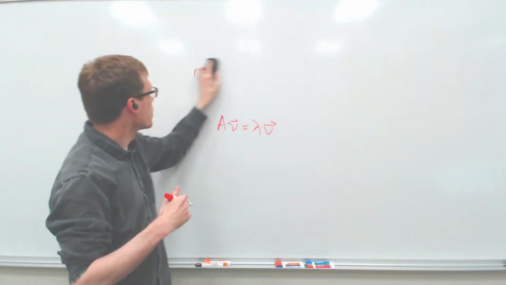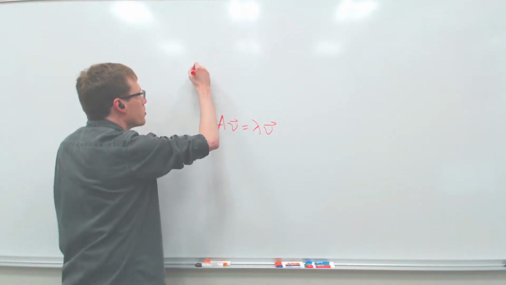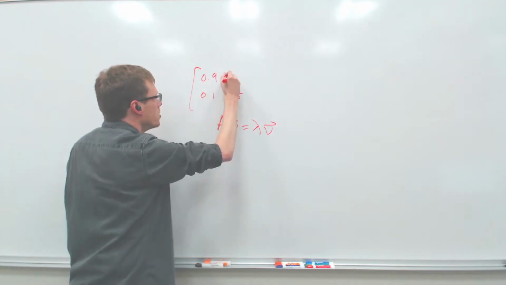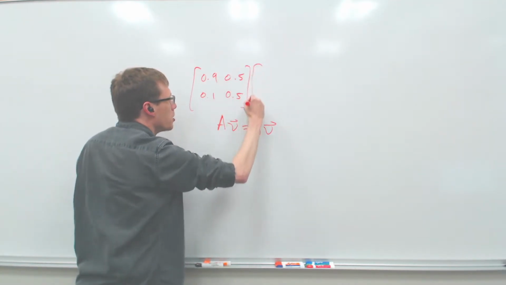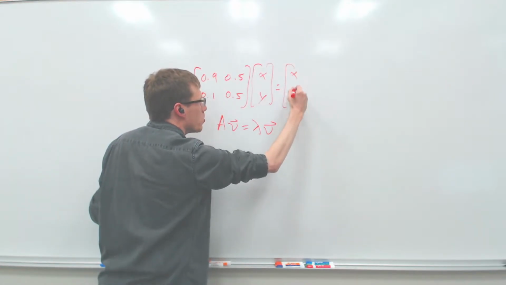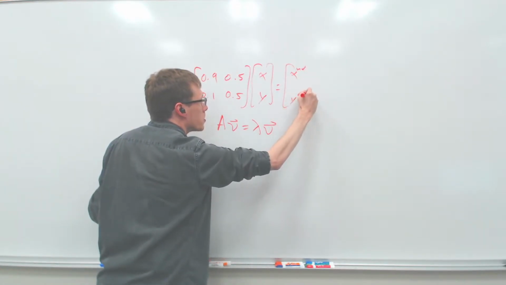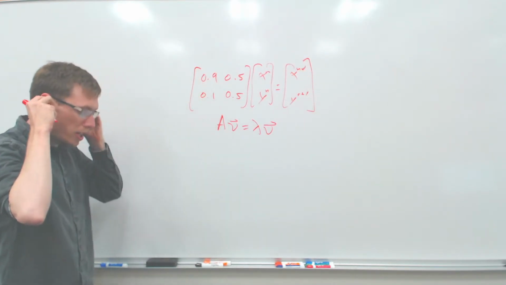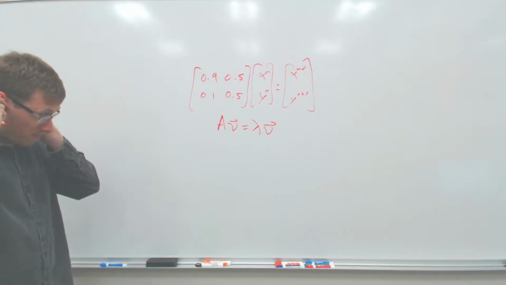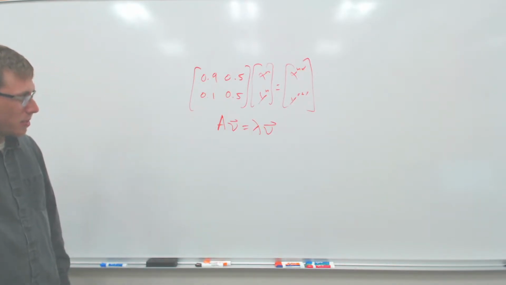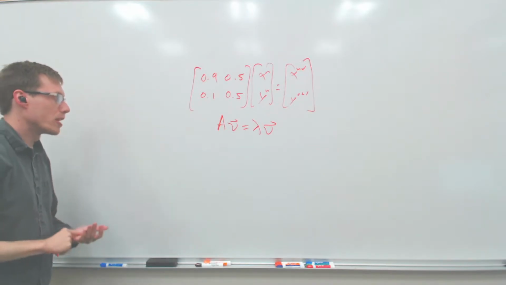So let me flip it around here. And we have, what is it? It was 0.9, 0.5, 0.1, 0.5 times x, y gives us x_{n+1}, right? That's what we have. And so now what we want to do is figure out, okay, got it. There we go. All right. Sorry, that was starting to fall out a bit.